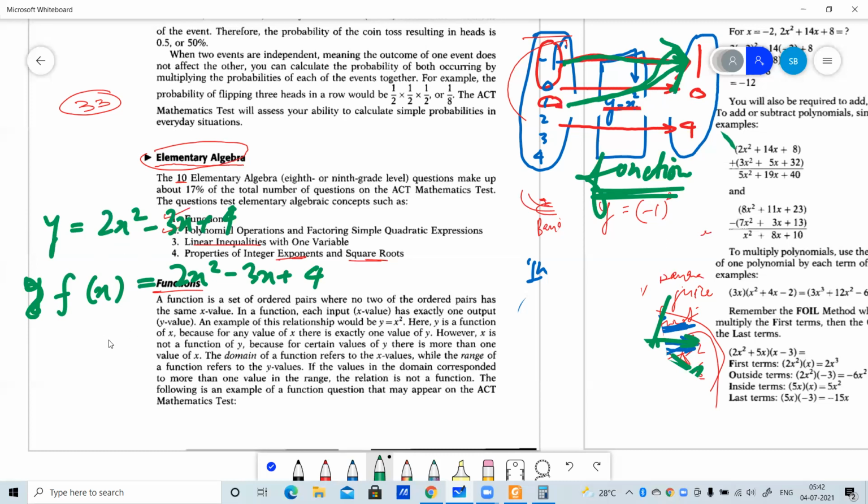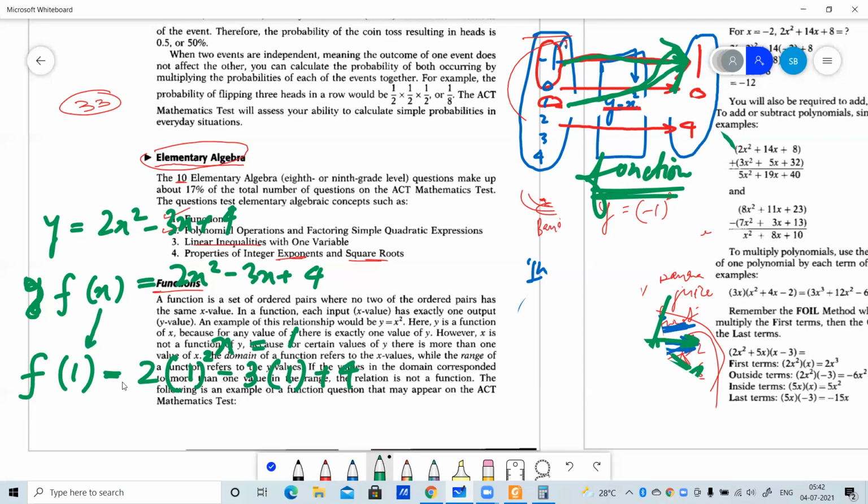So when you plug in x equals 1, the same thing has to be done here, but you can write f of 1 because you're plugging the value of x as 1. So it'll be f of 1, function of 1, is equal to 2 times 1 squared minus 3 times 1 plus 4. Wherever there is x, you'll plug in 1.